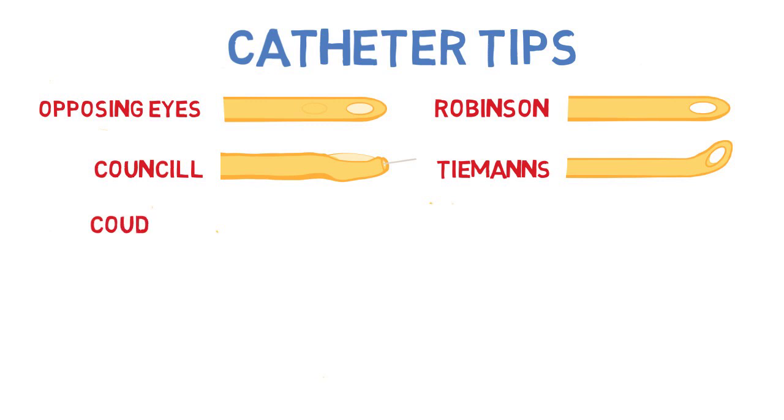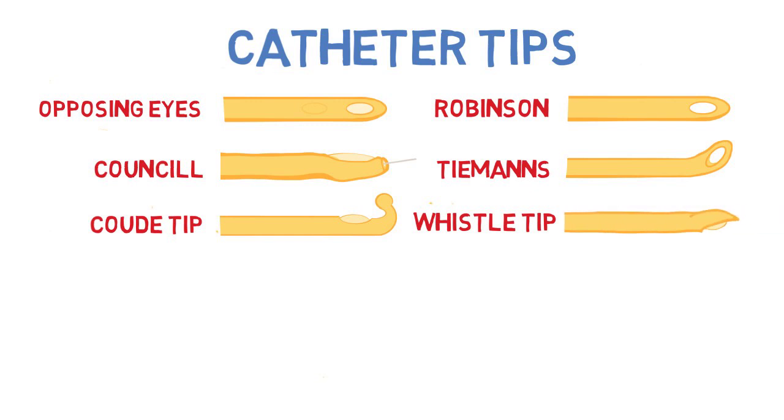The Coude is very similar to that of the Tiemann's and has a curvature to help navigate lower urinary tract obstruction. Usually, the terms Tiemann's and Coude are used interchangeably. Next is a whistle tip. This catheter is best used for evacuation of clots or debris out of the bladder.